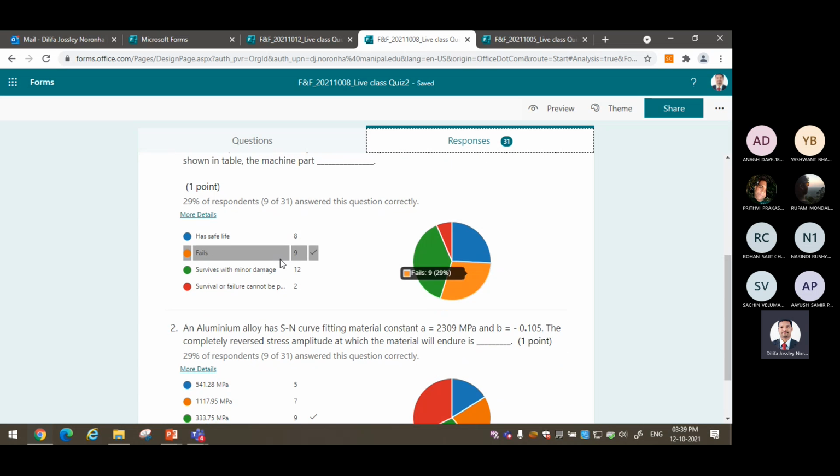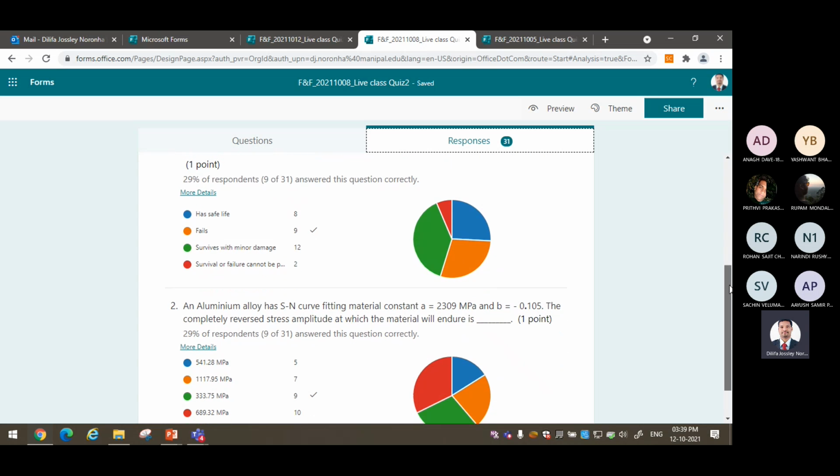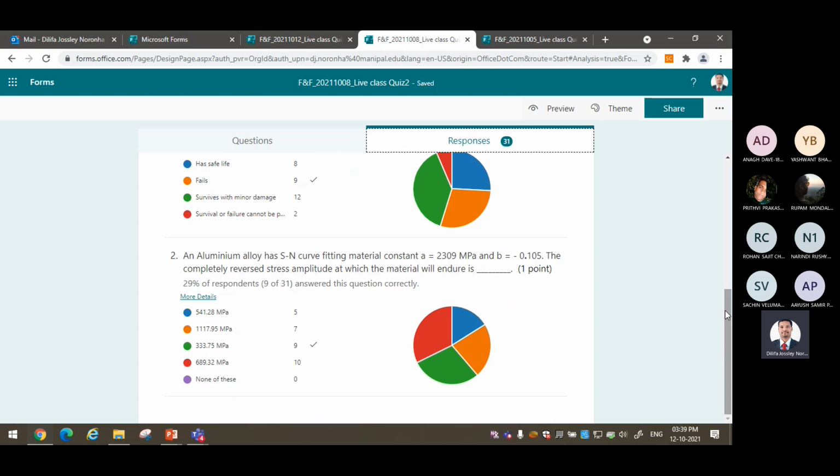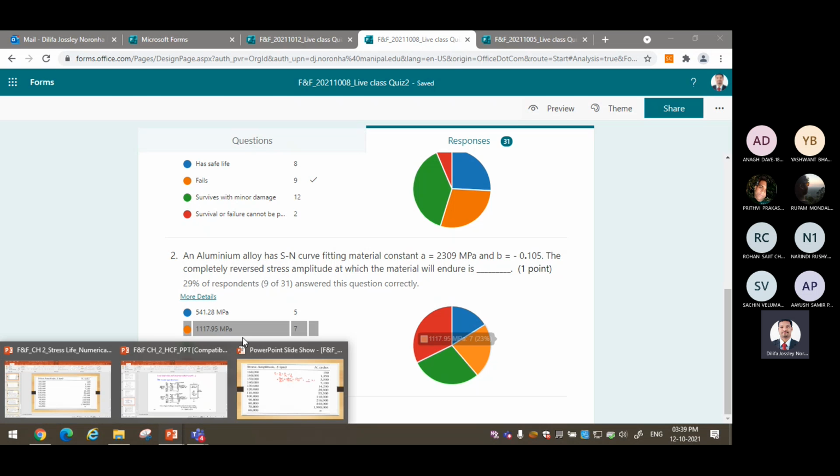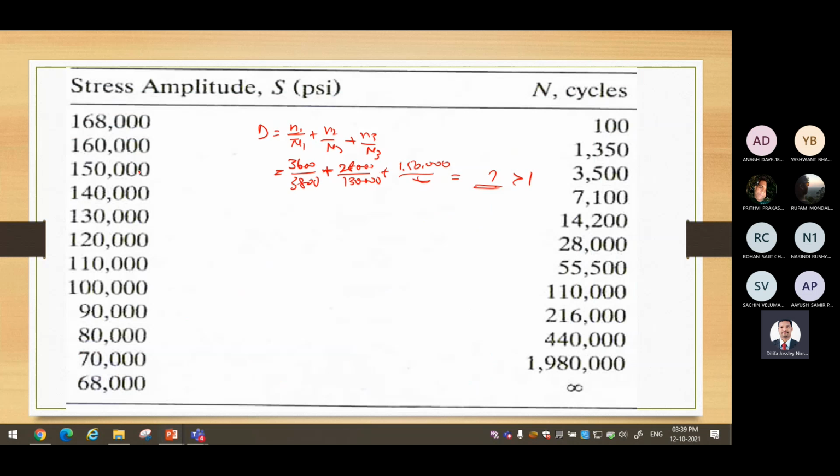Yes, okay. Nine have got it right. Quite simple, straightforward questions. You see the next question, question number 2. Aluminum alloy, the S-N curve. Constants A and B are given. You have to just calculate the stress value. Use the Basquin equation, all the things are given. S_f is equal to A, N_f to the power B. A and B values are given. For N_f, it is said that endurance.